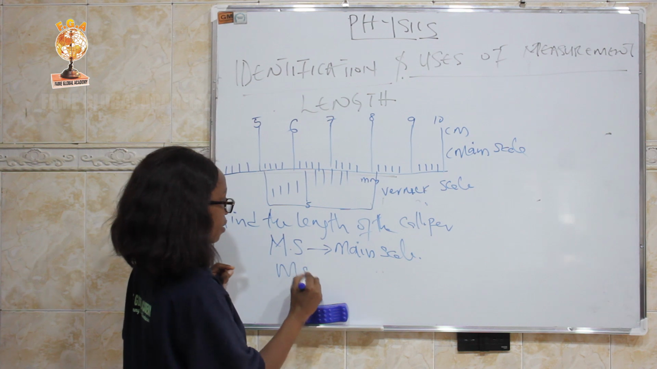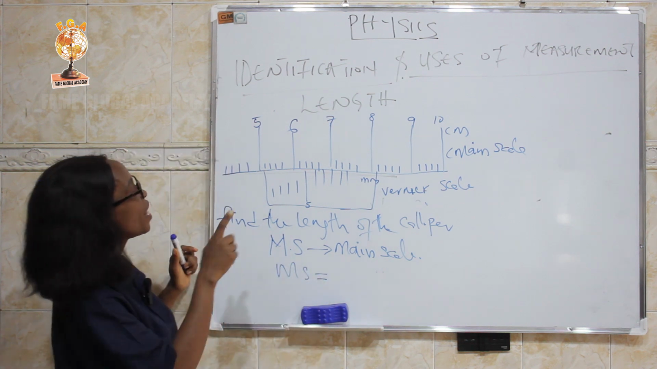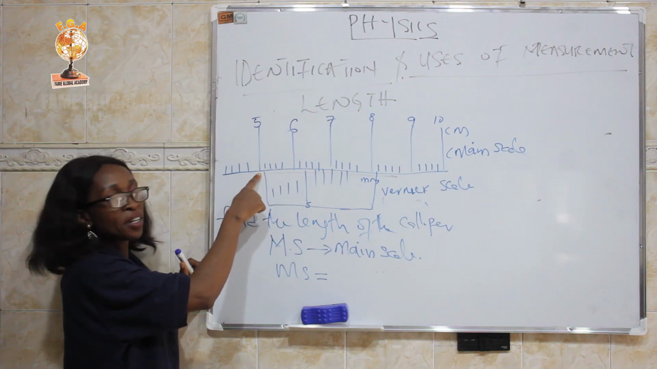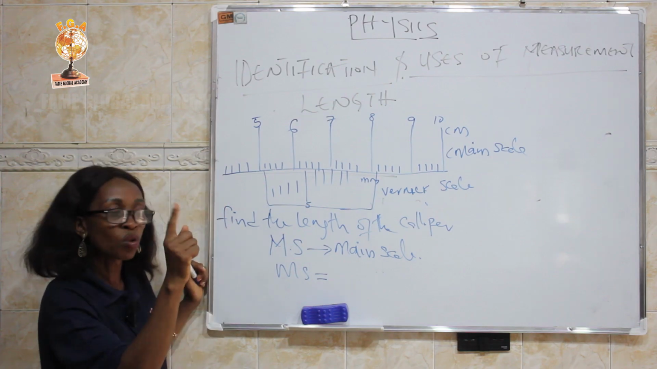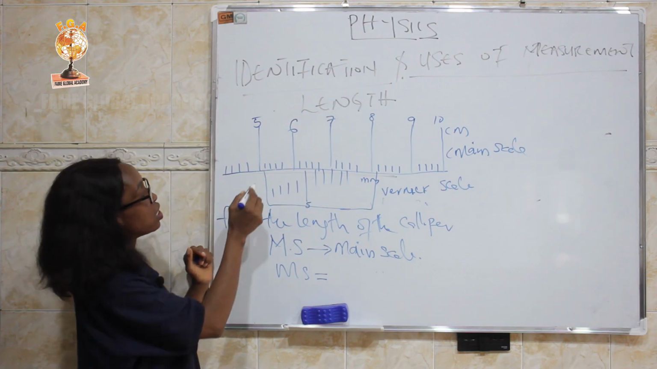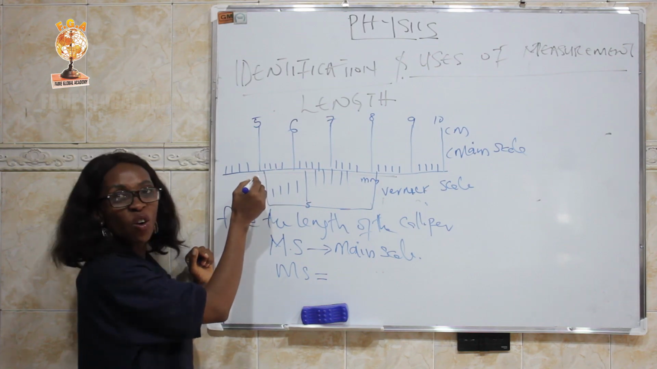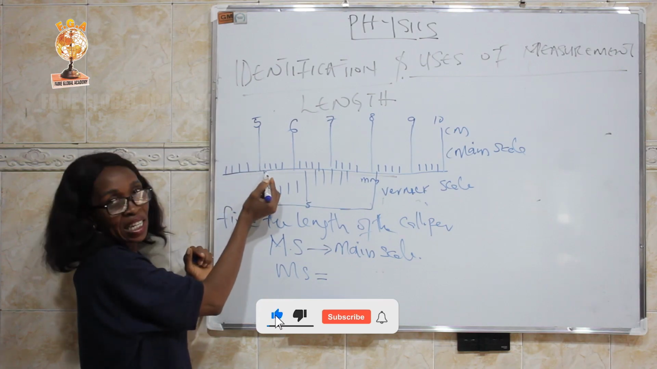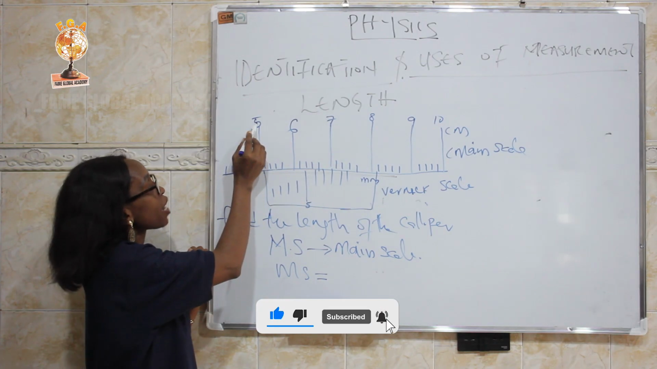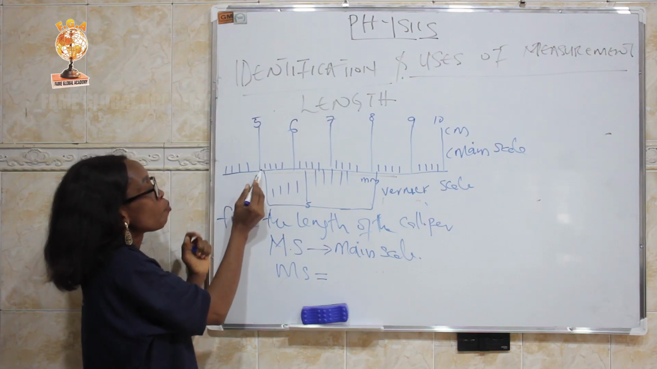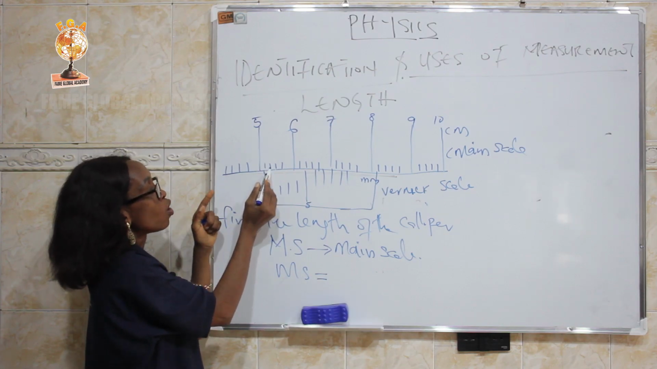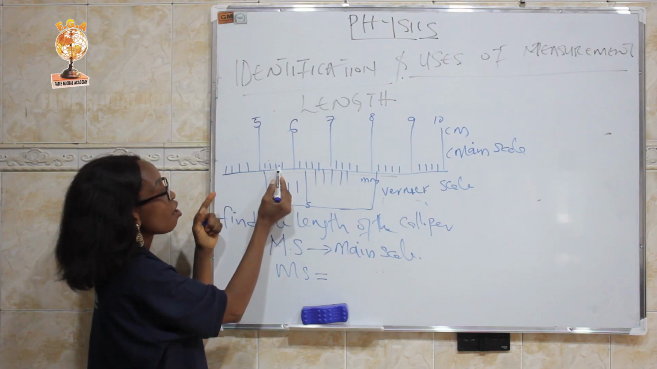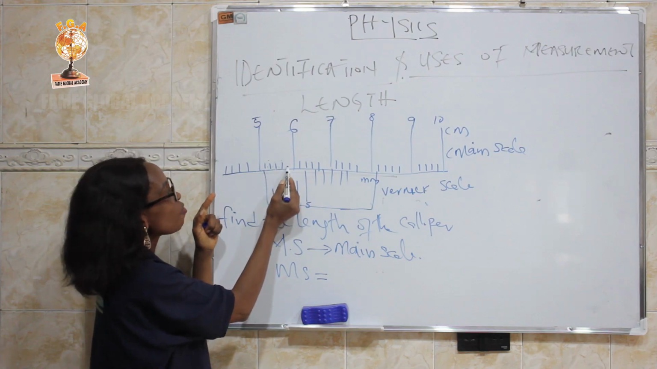So MS is where my main scale enters into the vernier scale. So if this is 5 and the next line is 5.2, remember if you watch this very closely, you see that the line is not exactly on the first line, it is in the space between 5 and the next line. So if this is 5, here becomes 5.1, 5.2, 5.3, 5.4, 5.5, 5.6, 5.7, 5.8, 5.9, 6.